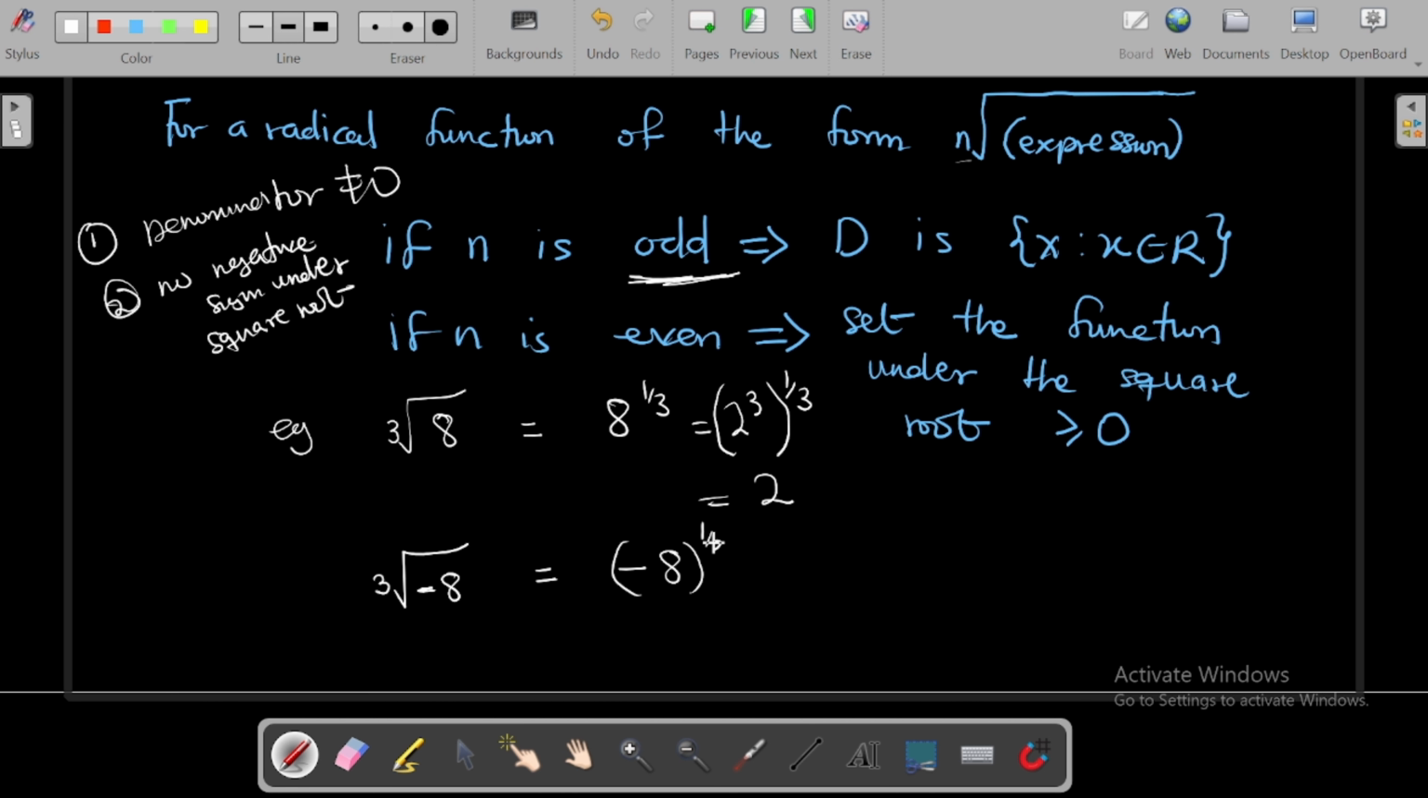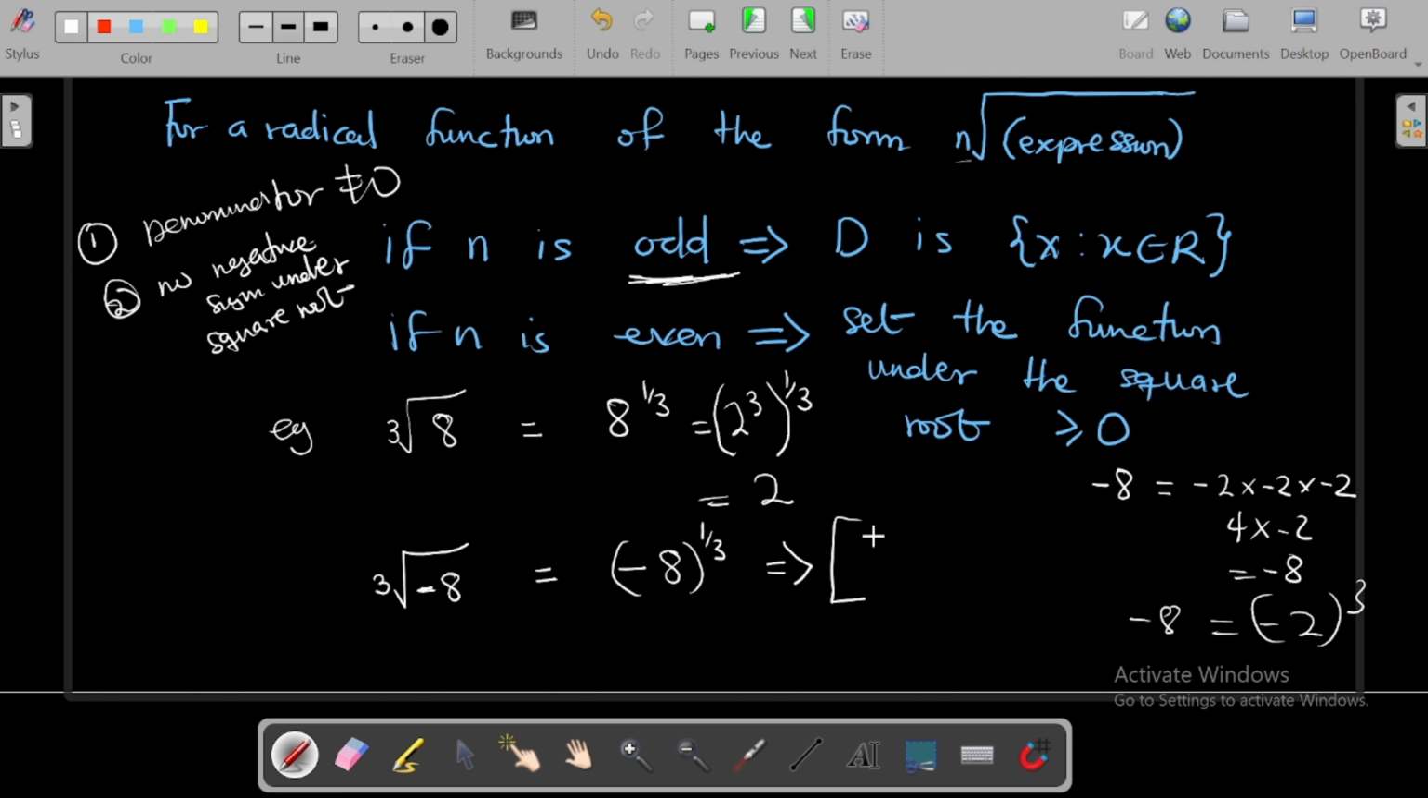Now negative 8 is the same as negative 2 times negative 2 times negative 2, because negative 2 times negative 2 will give you 4, times negative 2 to give you what? Negative what? 8. Okay, so it means that negative 8 is the same as negative 2 to the power what? 3. Okay, so now we have, let's say, a square bracket. We have negative 2 to the power 3 to represent our negative 8, and then we have what? 1 over 3. 3 cancels 3, and then we have the expression negative 2.